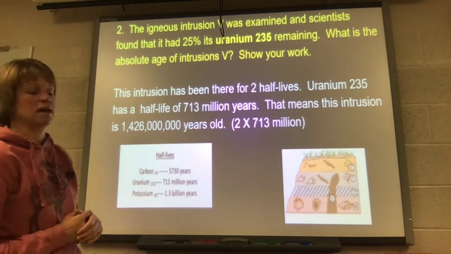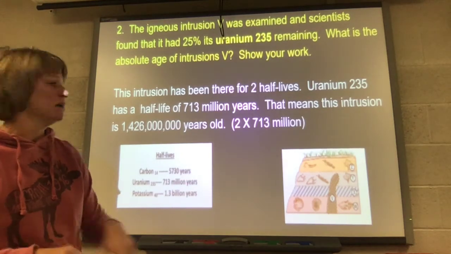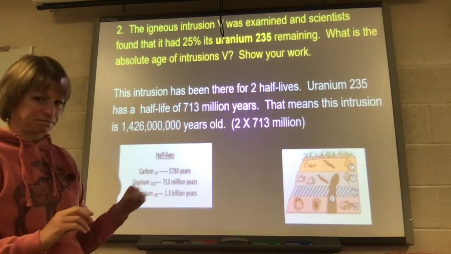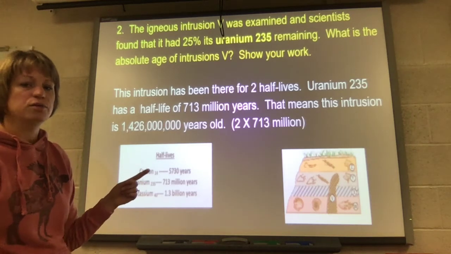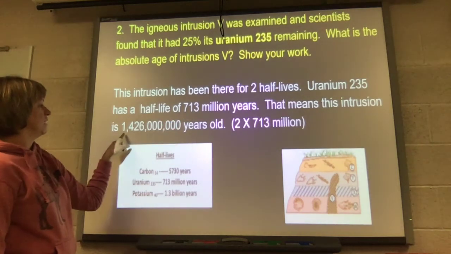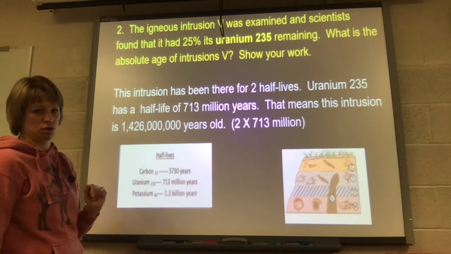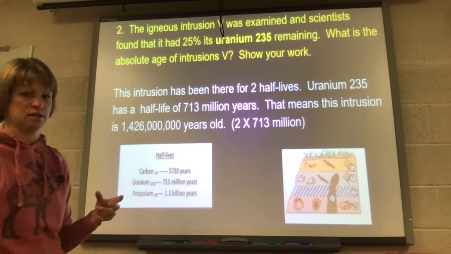So here's our thinking. 25% left. How many half-lives is that? That's 2 half-lives. Now we multiply by 713 million years, and you get an intrusion that is 1,426,000,000 years old. Another way to say that is 1.426 billion years.